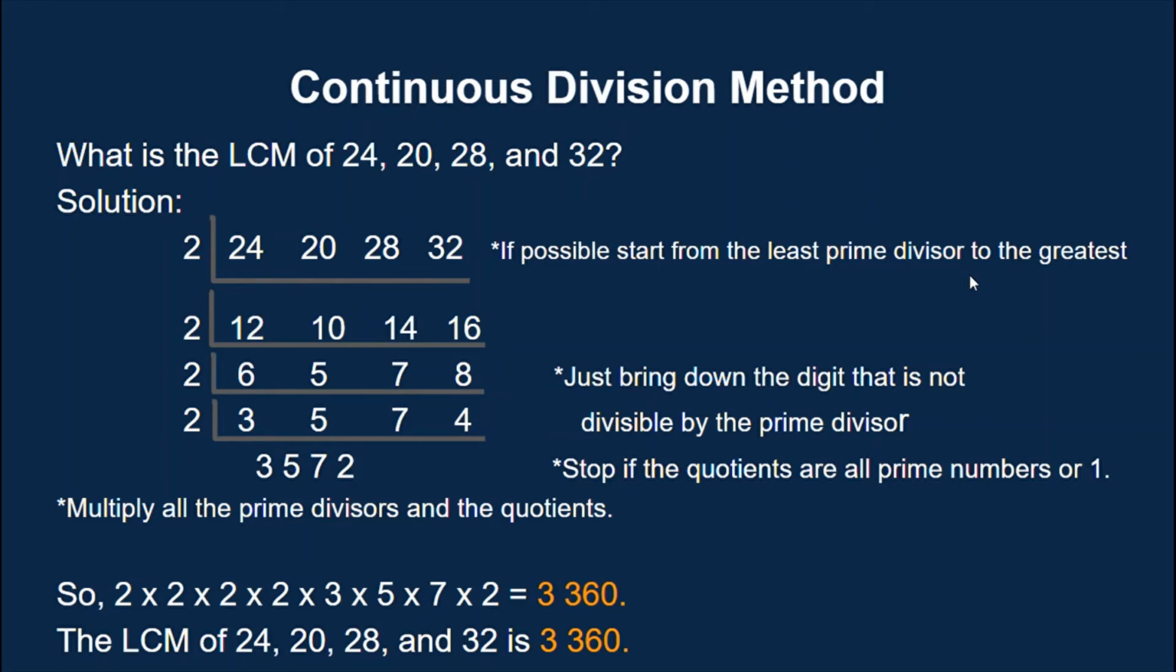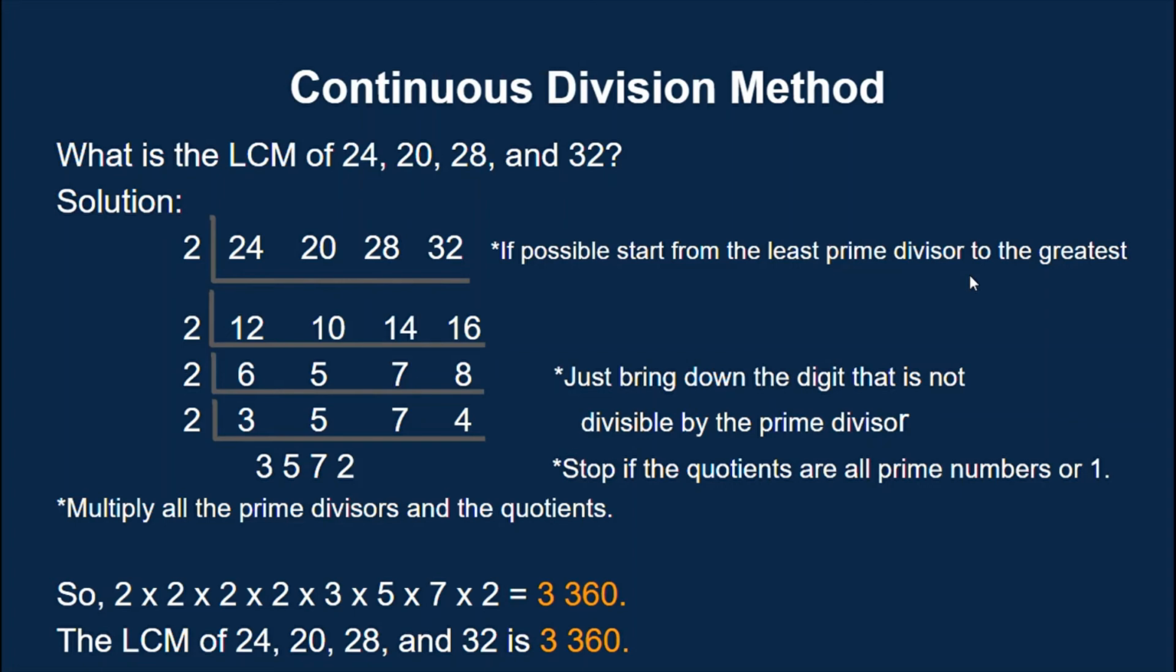These numbers can still be divided by 2. Let's continue dividing. 12 divided by 2 is 6. 10 divided by 2 is 5. 14 divided by 2 is 7. And 16 divided by 2 is 8. Just bring down the digit that is not divisible by the prime divisor. But we are going to continue dividing those numbers that can still be divided.